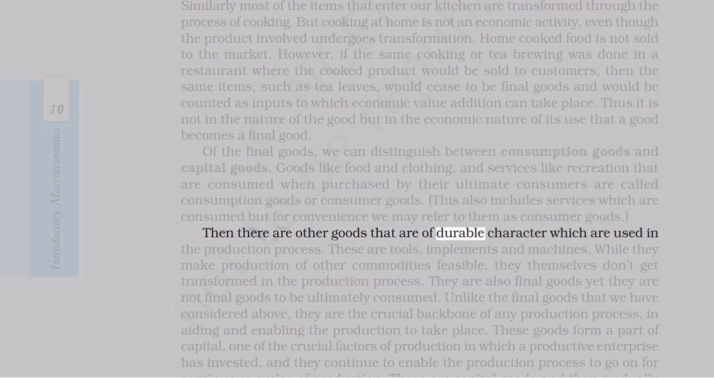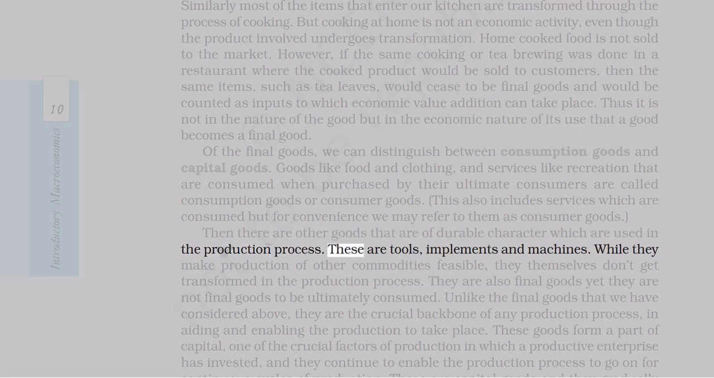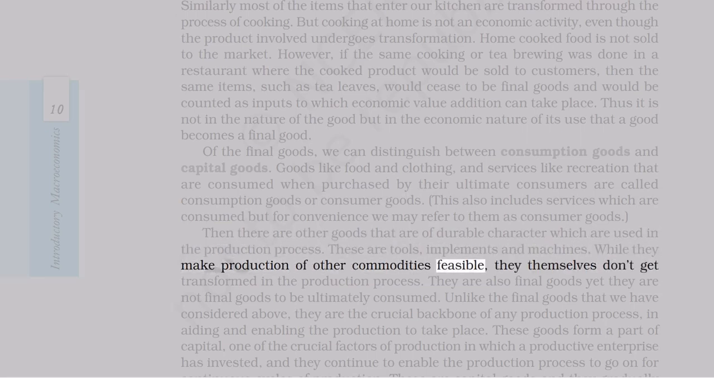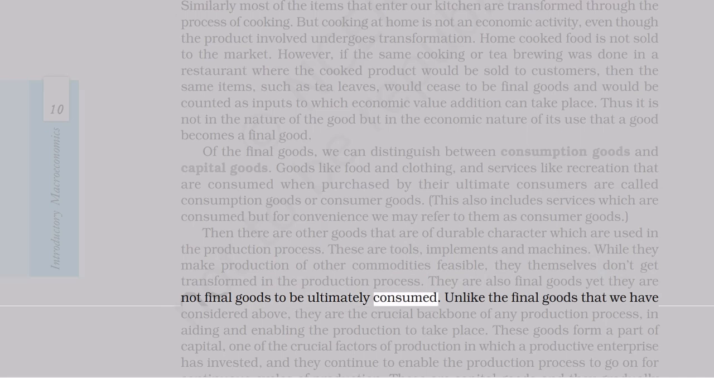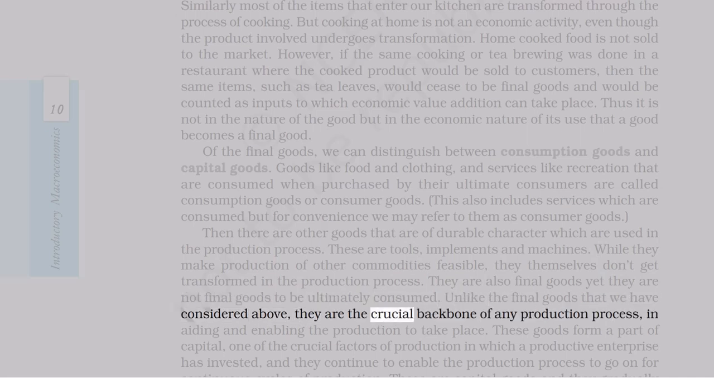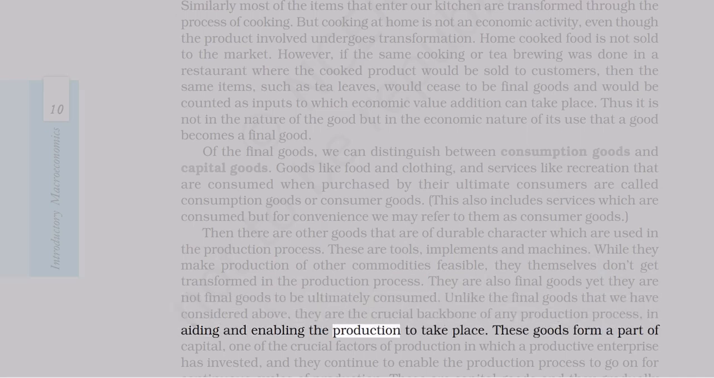Then there are other goods that are of durable character, which are used in the production process. These are tools, implements, and machines. While they make production of other commodities feasible, they themselves don't get transformed in the production process. They are also final goods, yet they are not final goods to be ultimately consumed. Unlike the final goods that we have considered above, they are the crucial backbone of any production process, in aiding and enabling the production to take place.